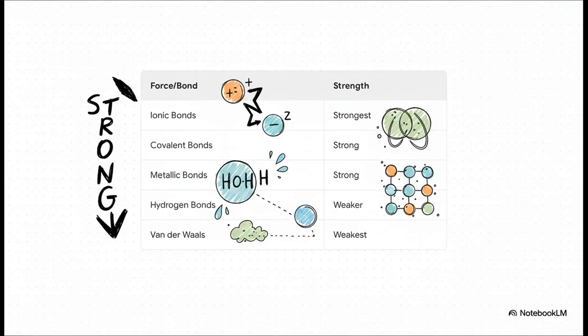Up at the top, you've got the super strong ones, the bonds that happen inside a molecule, like ionic and covalent bonds. These are the gorilla glue of chemistry. Then, down below, you have the weaker forces that happen between different molecules, things like hydrogen bonds, which are super important for water, and even weaker ones called van der Waals forces. This hierarchy explains so much, like why something is a solid, or a liquid, or a gas.